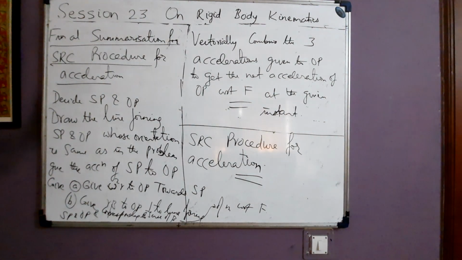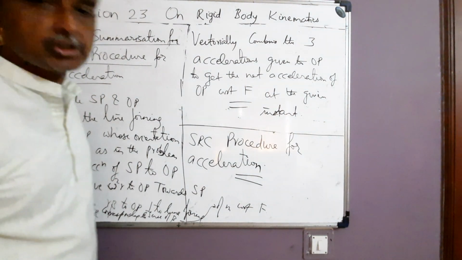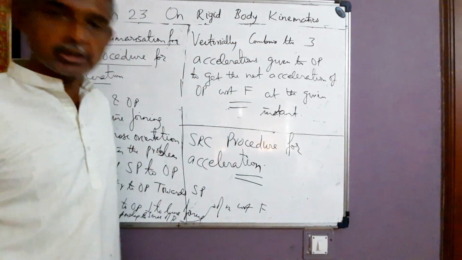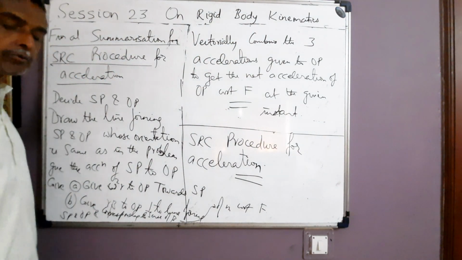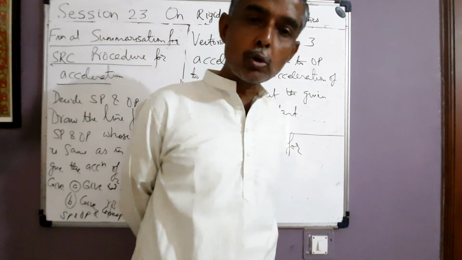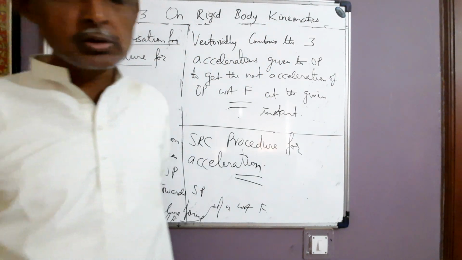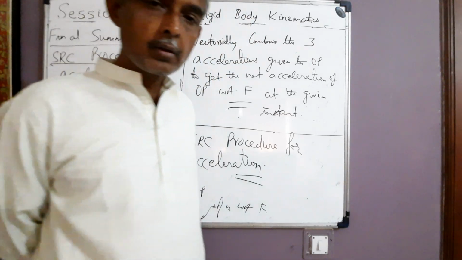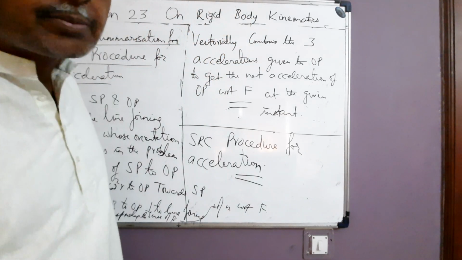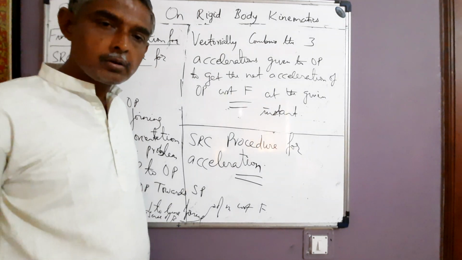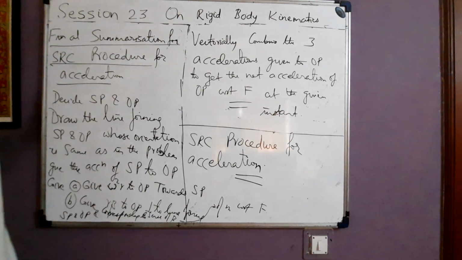This is called the SRC procedure for acceleration. First, we decide SP and OP. The acceleration of one of SP or OP should be known. If both are unknown, then it's useless. Then we draw the line joining SP and OP such that the orientation is the same as in the given question. Then we give the acceleration of SP to OP.